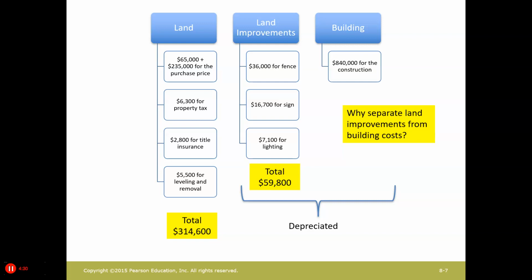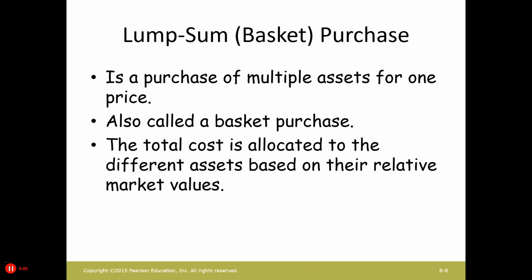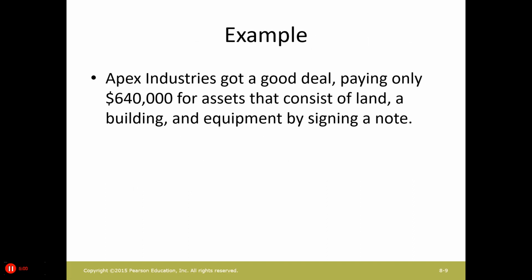Now let's look at another type of issue that may occur. It's called a lump sum purchase. It's what happens when a company goes out and buys a whole bunch of assets for a price that's less than the fair market value of what you've received. What we need to do when this happens is we have to allocate the cost based on the fair market value of what was received. And we do this by using a weighted average. We do this a lot in accounting. So let's look at an example.